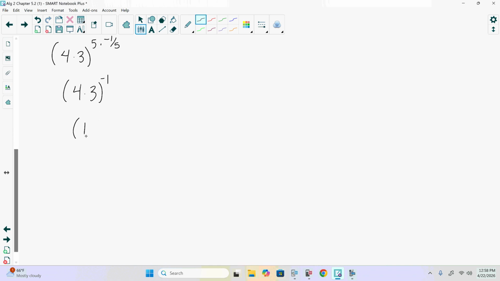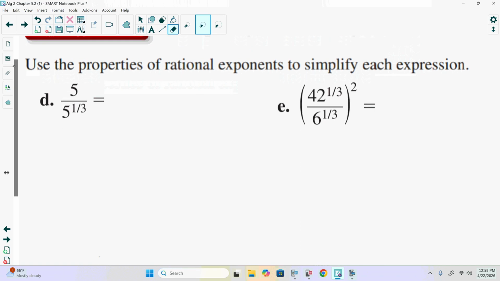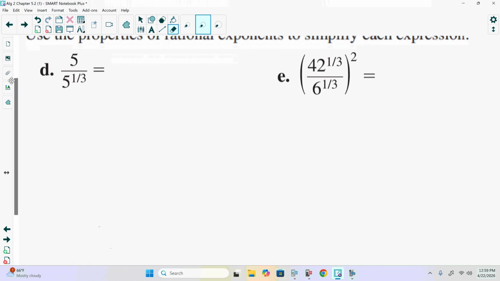4 times 3 is 12. So really telling us that we have 12 to the negative 1, which is still 1/12. Different ways we can do it. It just depends on how we want to apply each one of our properties in what order. Let's look at the next ones.